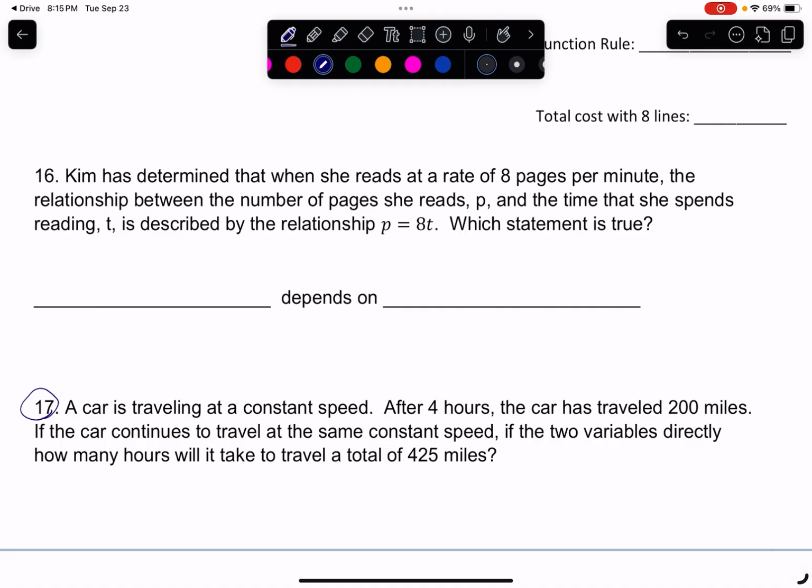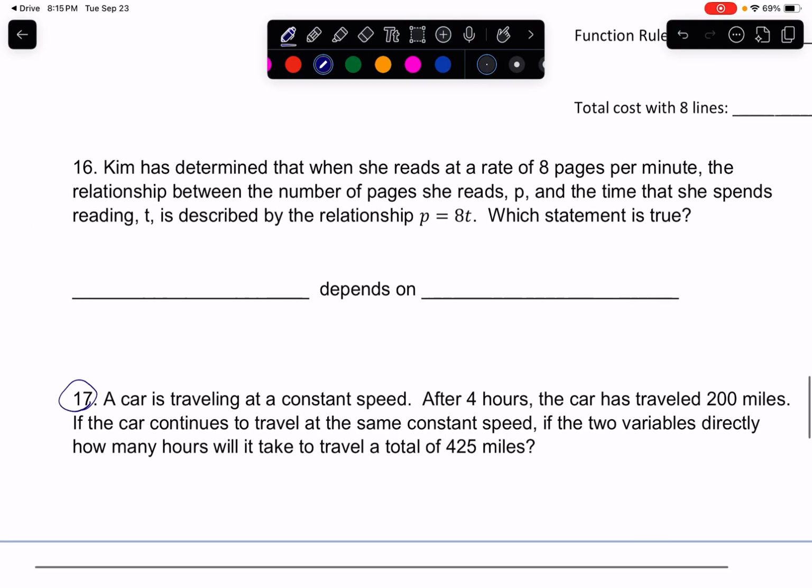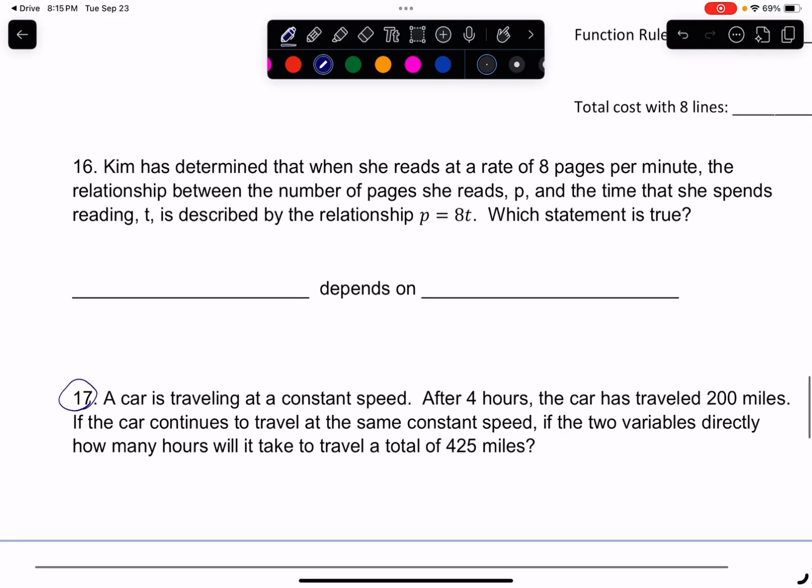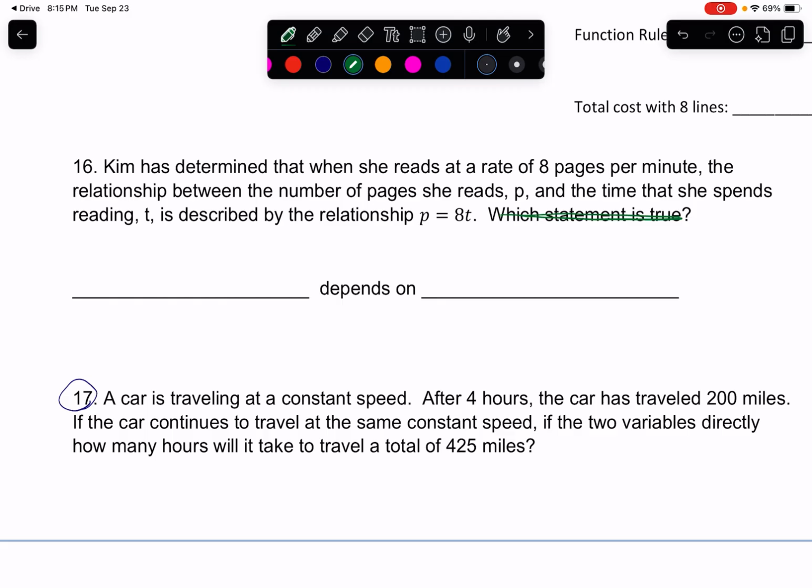Kim has determined that when she reads at a rate of 8 pages per minute, the relationship between the number of pages she reads, P, and the time that she spends reading, T, is described by the relationship P equals 8T. Which statement is true? Ooh, okay, spoiler alert, I forgot to change that. On the test, this is going to be multiple choice. So let's look at the statement that we need to look for. They tell me in here what my variables stand for, so go look for that on the test.